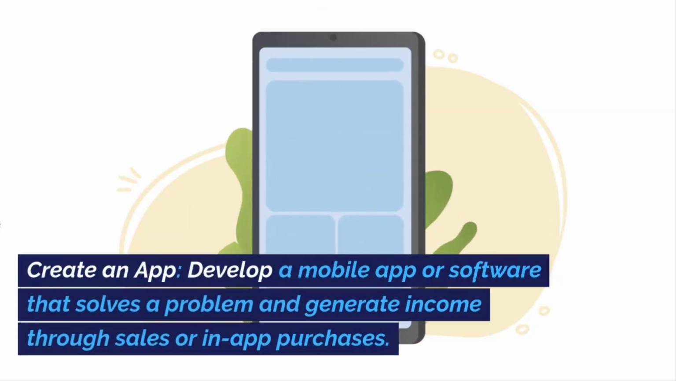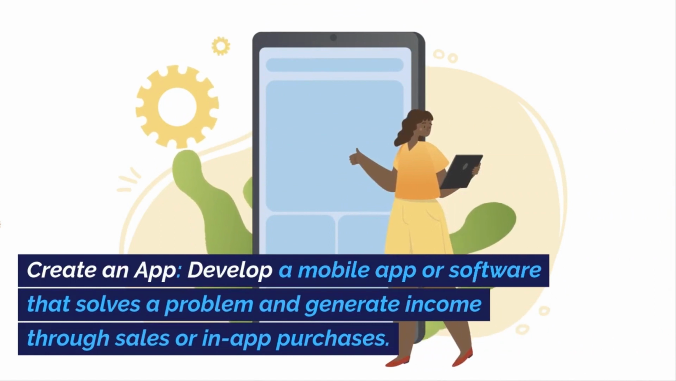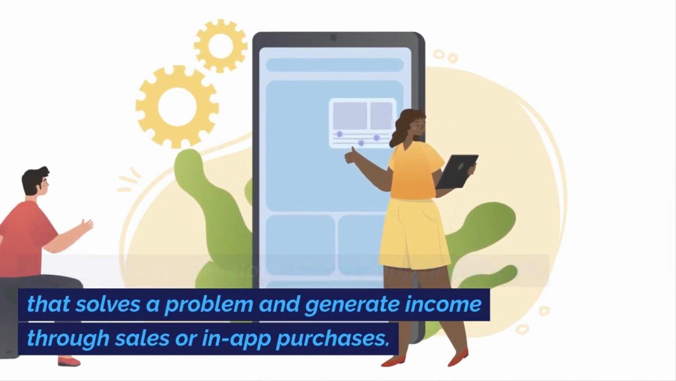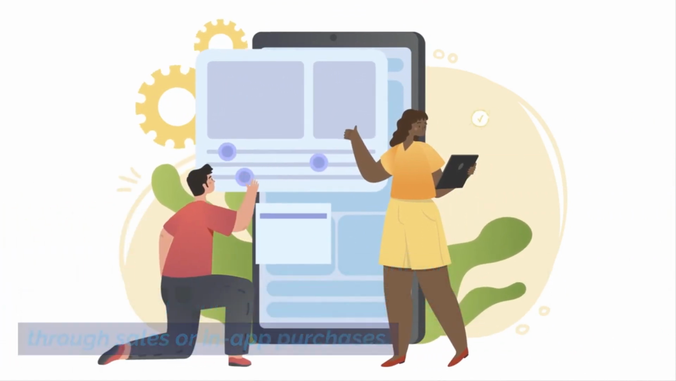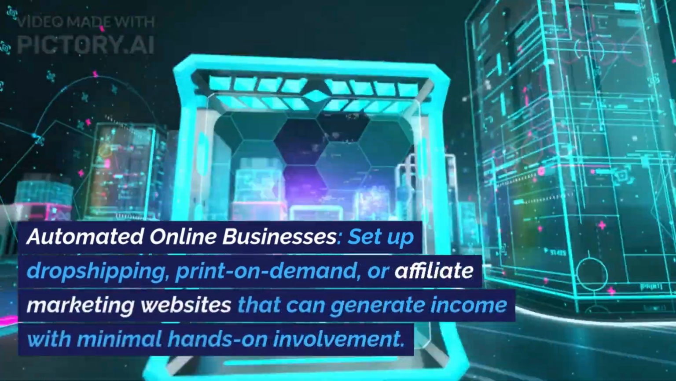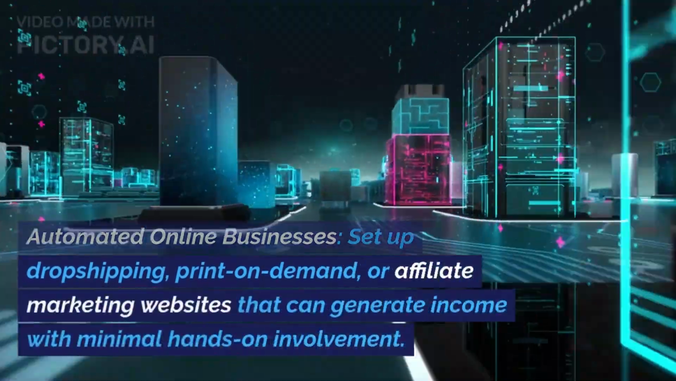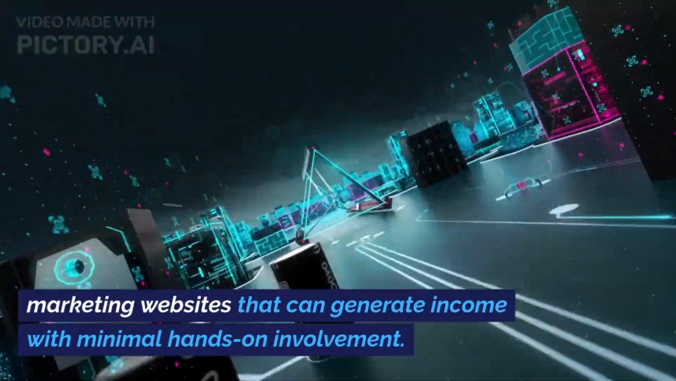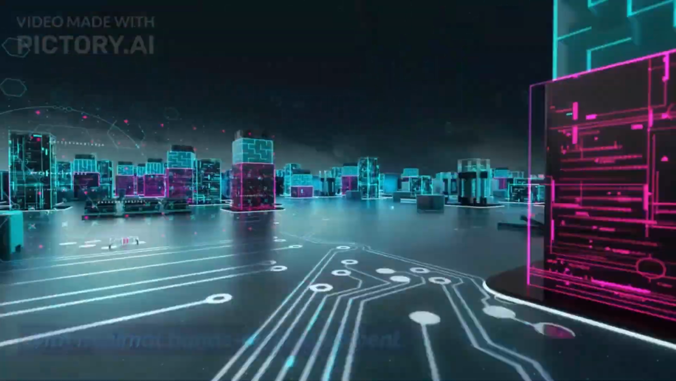Create an app. Develop a mobile app or software that solves a problem and generate income through sales or in-app purchases. Automated online businesses. Set up dropshipping, print-on-demand, or affiliate marketing websites that can generate income with minimal hands-on involvement.